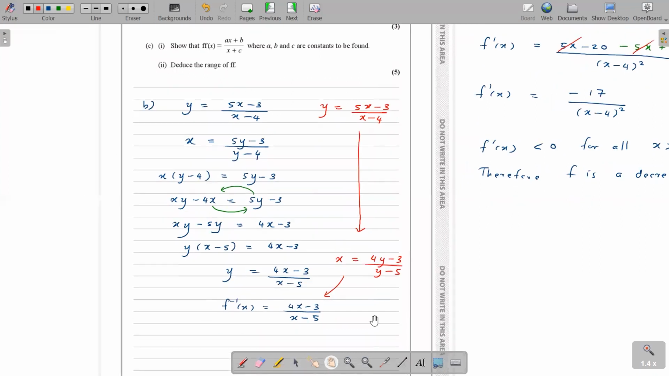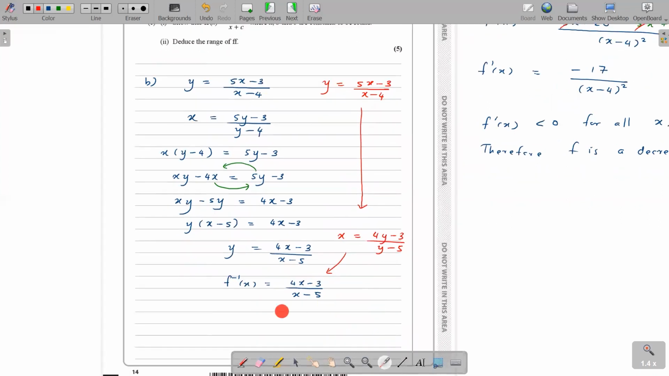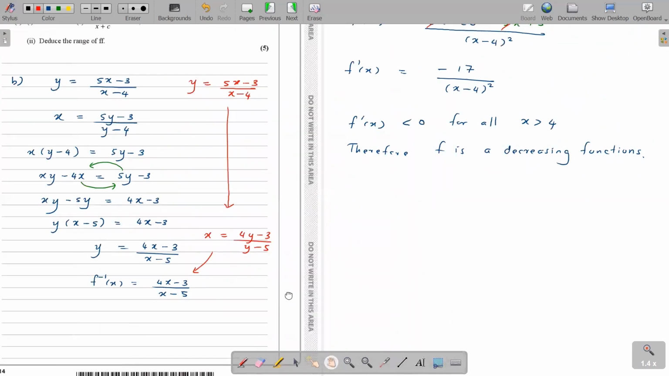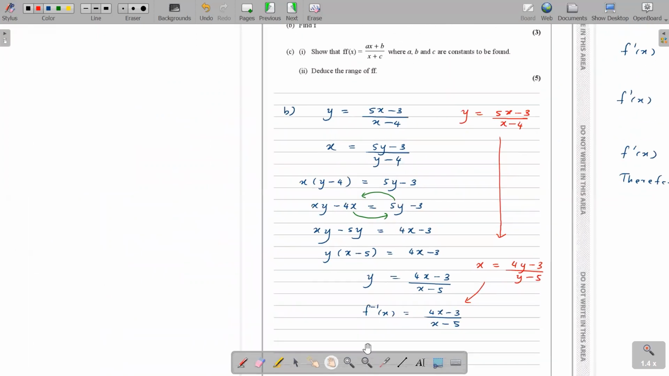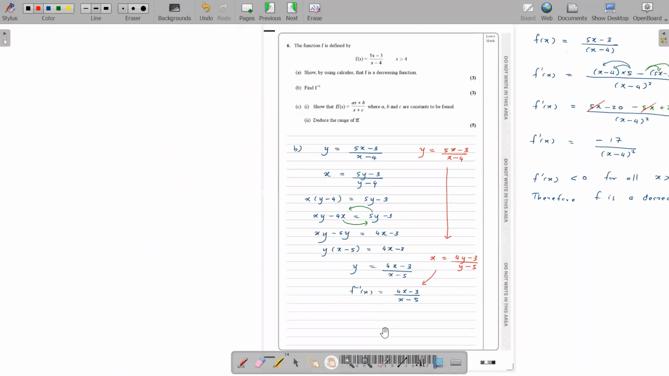Because as I told you, f inverse is not complete until you get the domain. So to get the domain, what I normally do is just 1 mark, but the thinking process is a little bit tough here. So what I do here is I do a quick sketch of the graph. These are two asymptote graphs, right?